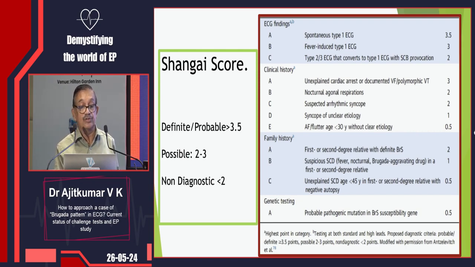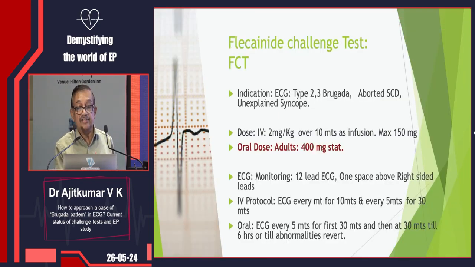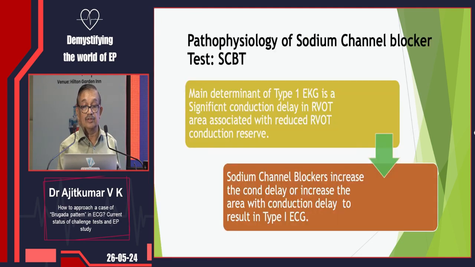what the diagnosis is. Now, coming to the point of discussion that was posed to me, the flecainide challenge test. The indications are type 2-3 Brugada, aborted sudden cardiac death, and unexplained syncope. You need to be careful about the oral dose. In adults, you can go up to 200 to 400 milligrams. If you are a little worried, you can use 300 milligrams. For ECG monitoring, use a 12-lead ECG with one space above right-sided leads, and take an ECG every 5 minutes for the first 30 minutes and every 30 minutes for 3 to 6 hours or till the abnormalities revert.